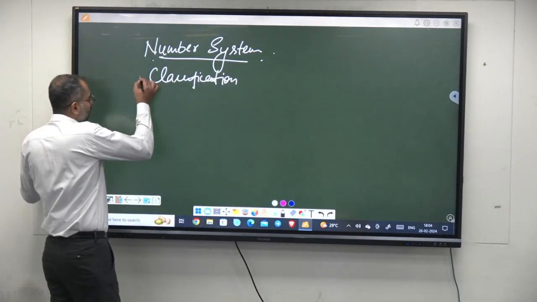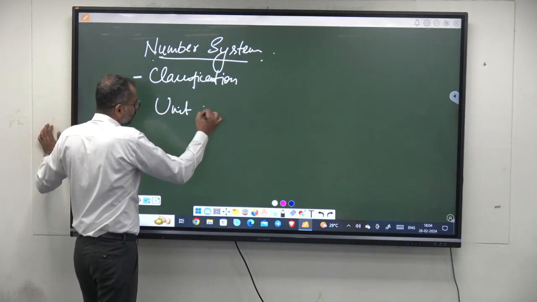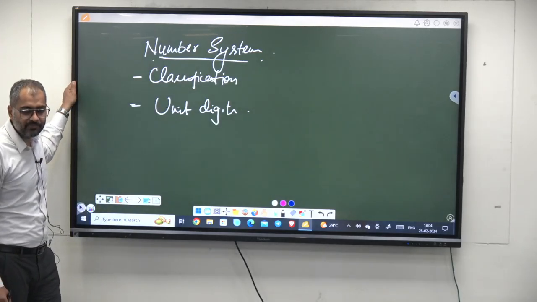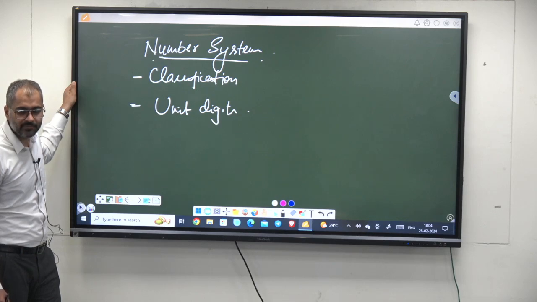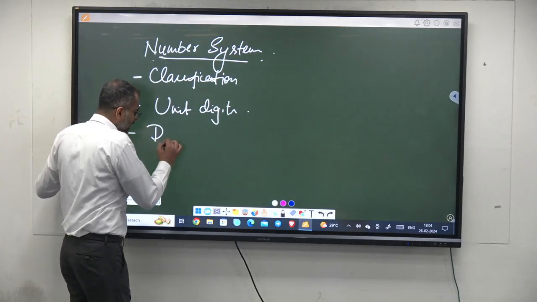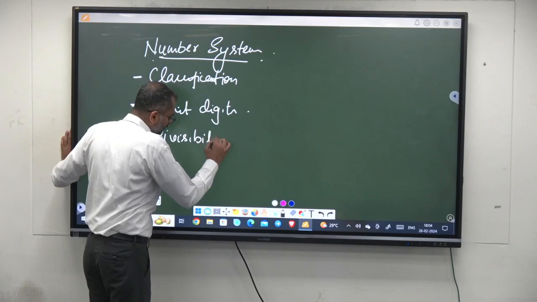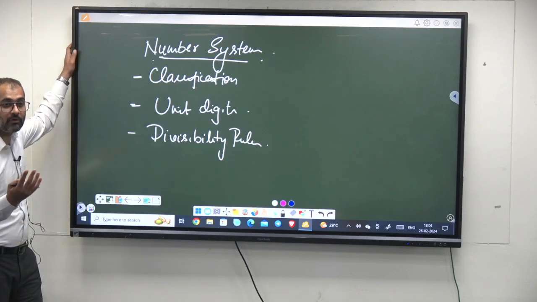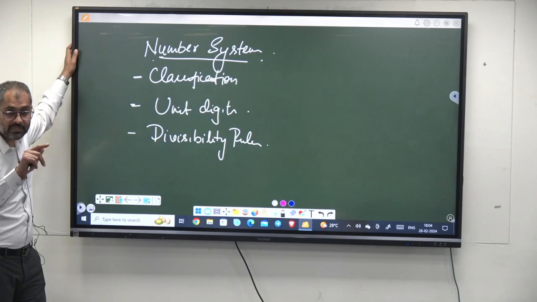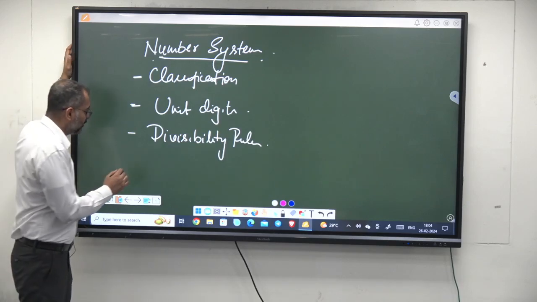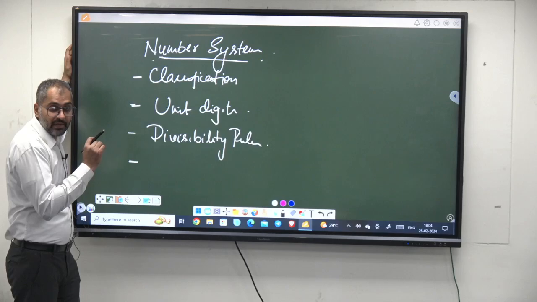So after classification, it's unit digits. After unit digits, it's divisibility rules. There are many rules of division. What are the divisibility rules of 4, 3, 9, and prime numbers 7, 11, 13? Understood? Divisibility rules. What are the divisibility rules of 999, 111?